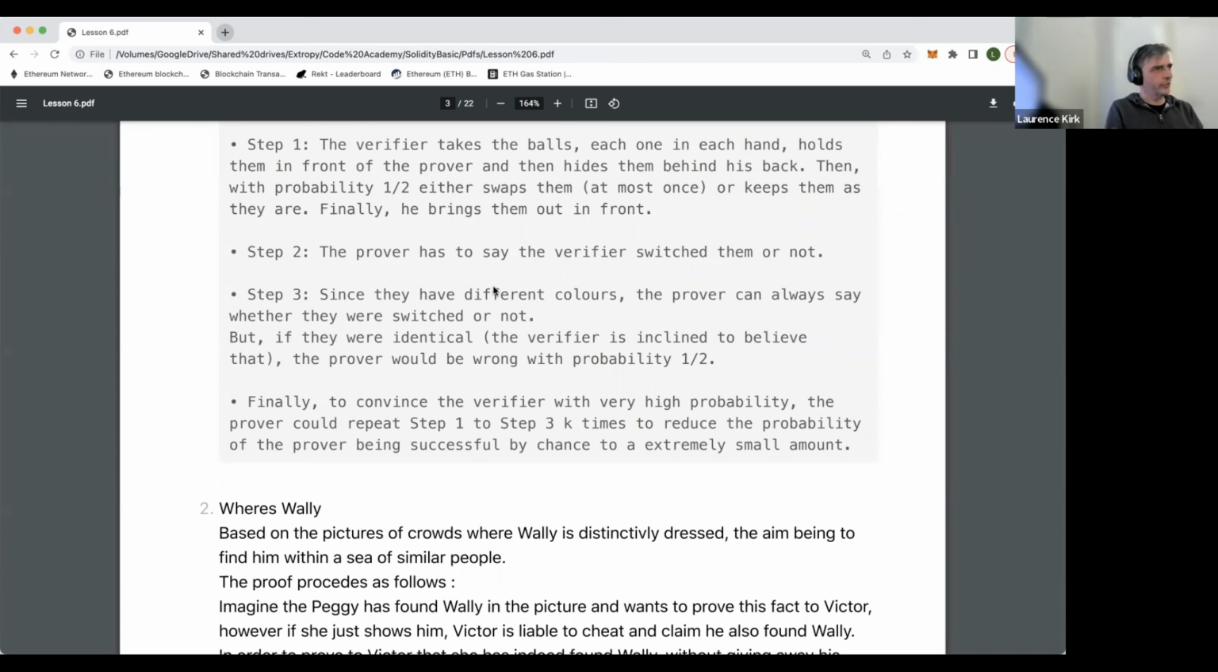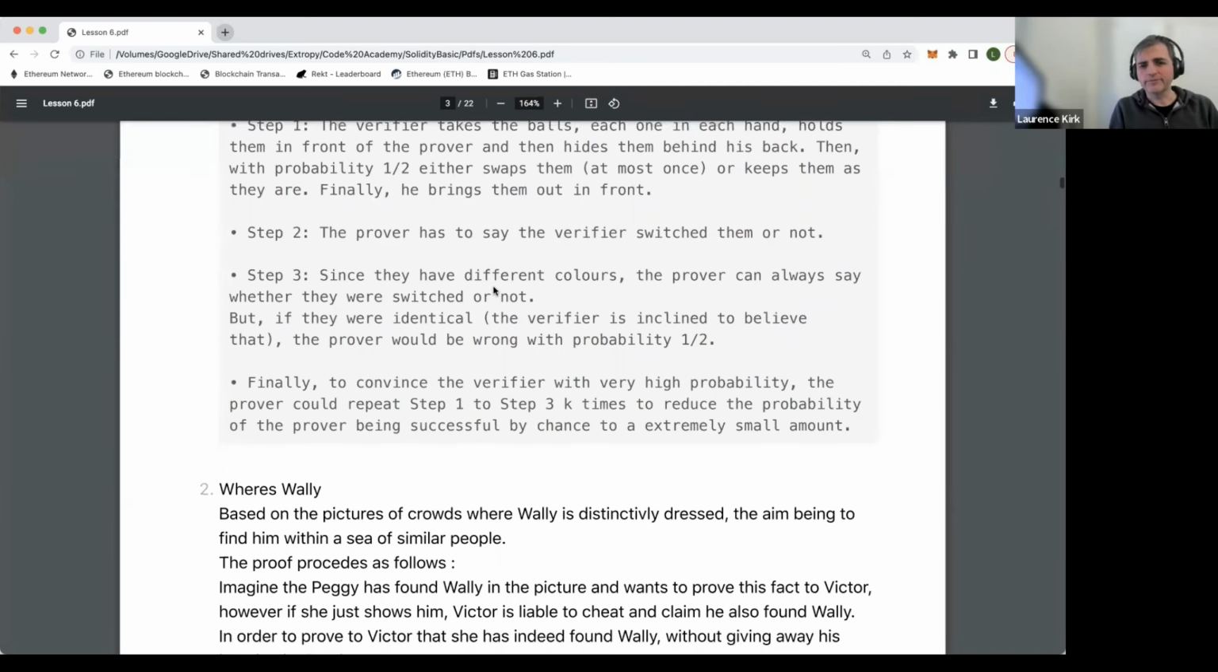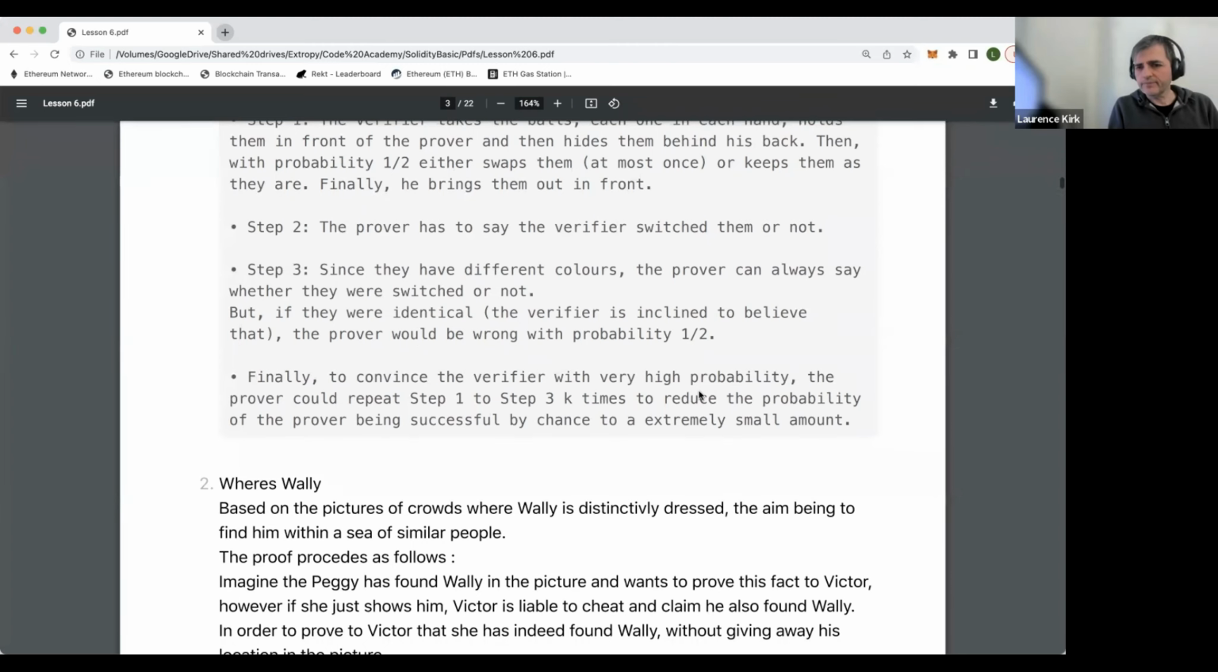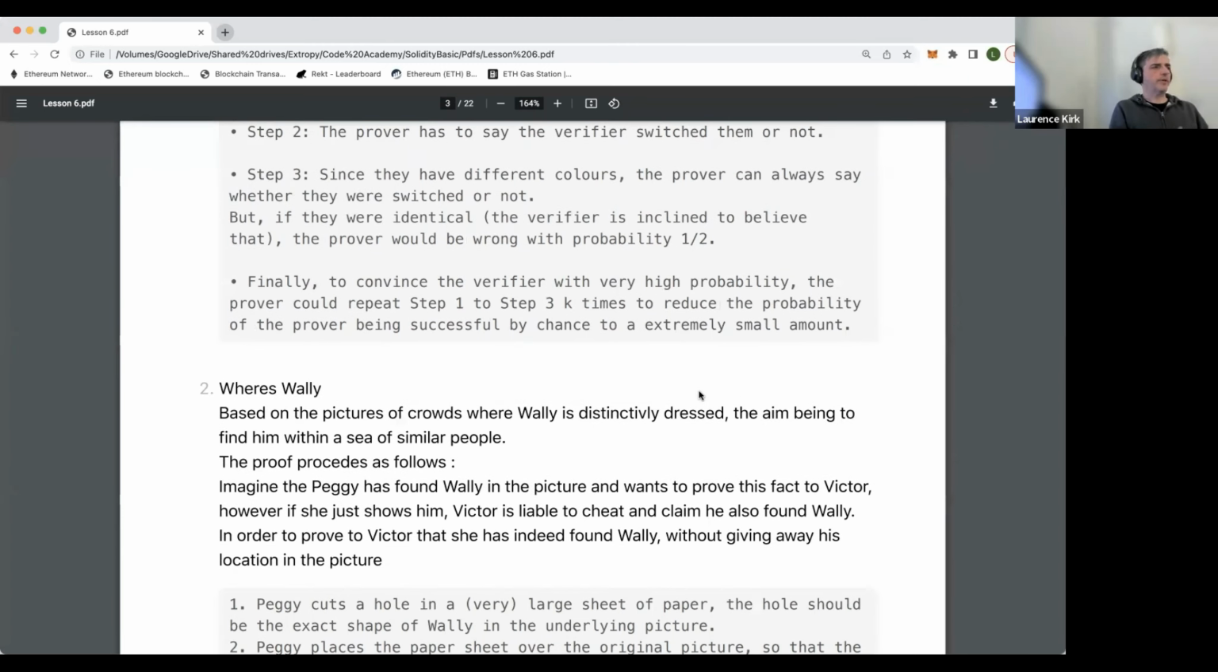So they've learnt nothing new from this. Okay. And then this process of repeating it is called an iterative proof, because we go through a number of iterations, and each time we do the iteration, the chance that the prover could just be guessing goes down by a half.